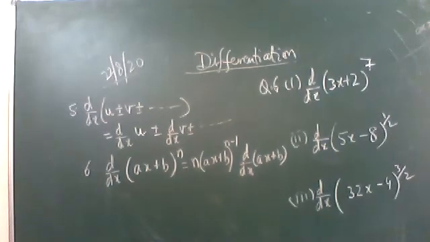Okay, all these are in the form of some function of x in the bracket raised to the power n. These are not x raised to the power n, not in the form of c into x raised to the power n or directly x raised to the power n. This is ax plus b raised to the power n.